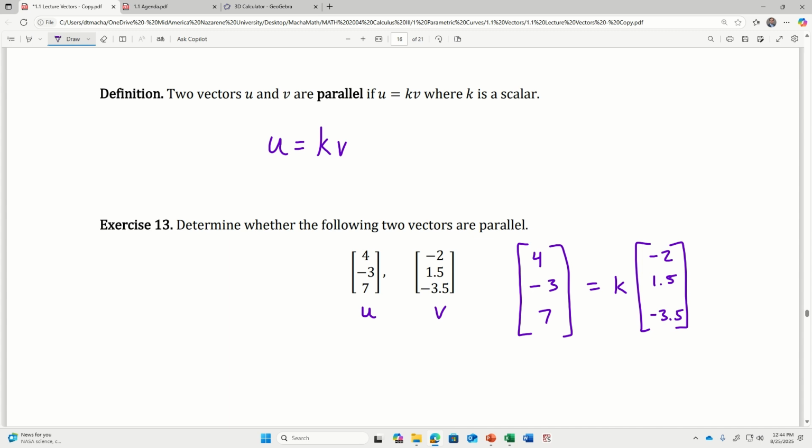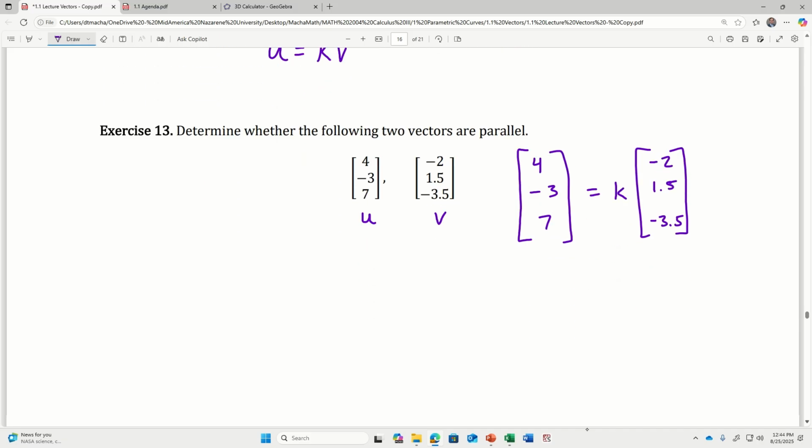If k is negative 2, then it's perfect, right? There's not always a value for k. Most of the time, there's not a value of k that makes that work, because most of the time vectors aren't parallel. But in the case where vectors are parallel, you should be able to find a value of k that makes it work. And if you do find a value of k, then that means the vectors are parallel.